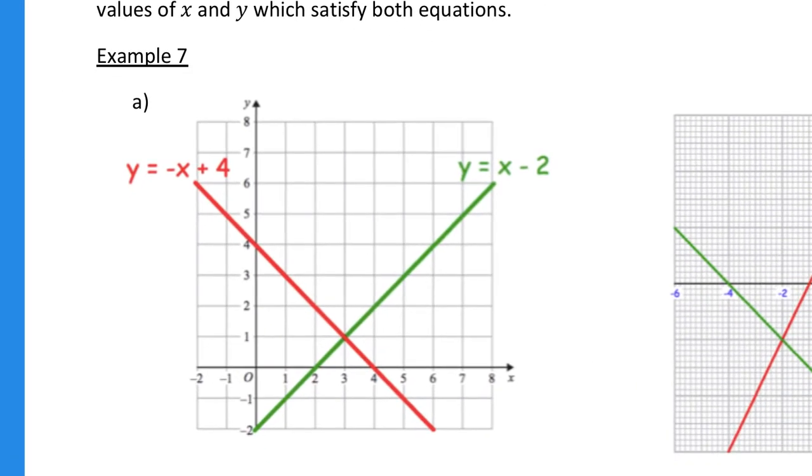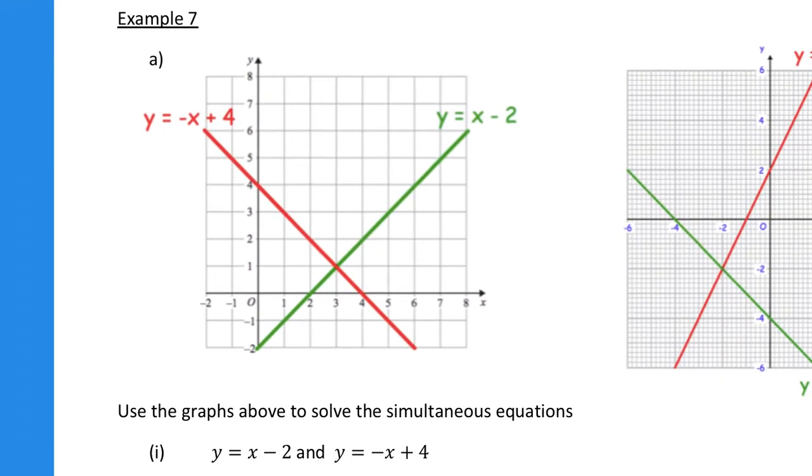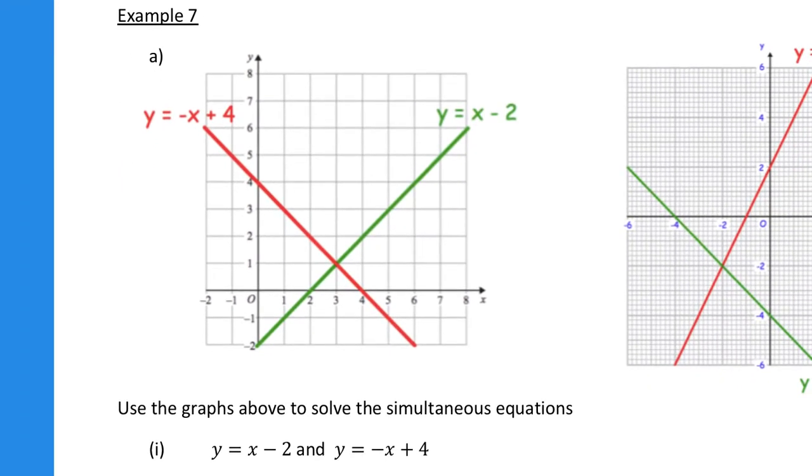Okay, here in example 7, you can see you've got your line y is equal to minus x plus 4 drawn. You've also got your line y is equal to x minus 2. So this point here, where they intersect, will be the solution of the two simultaneous equations, y is equal to minus x plus 4 and y is equal to x minus 2, because at this point you're on the green line and you're on the red line.